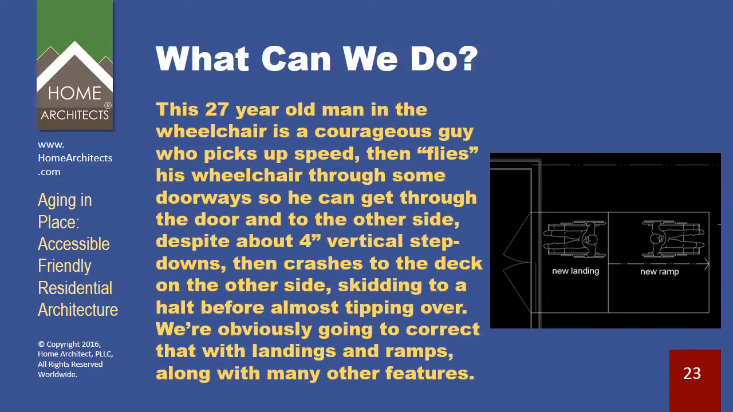This 27-year-old man in the wheelchair is a courageous guy who picks up speed, then flies his wheelchair through some of the doorways so he can get through the door and to the other side despite about a 4-inch vertical step down. Then he crashes to the deck on the other side, skidding to a halt before almost tipping over. We're obviously going to correct that with landings and ramps, along with many other features.